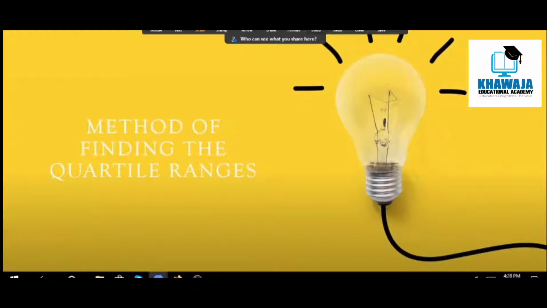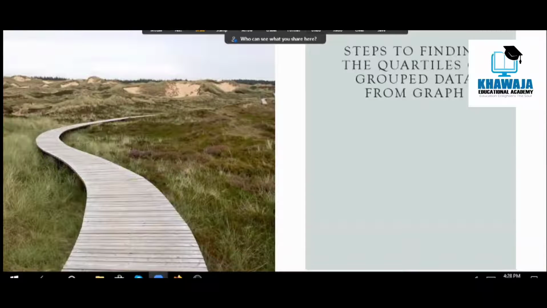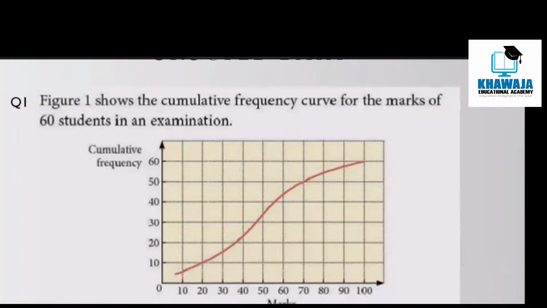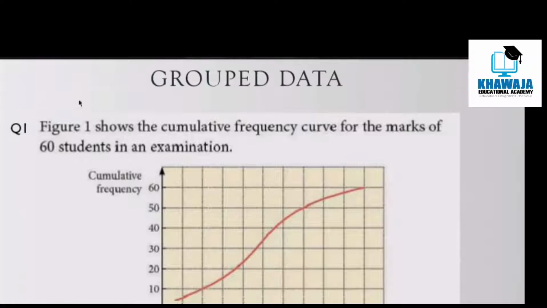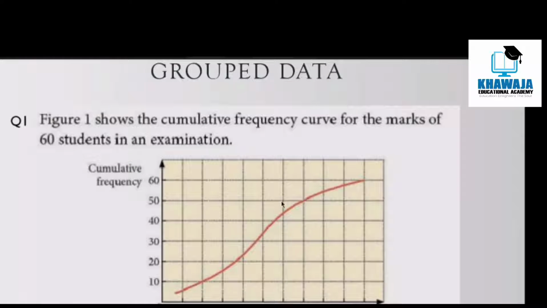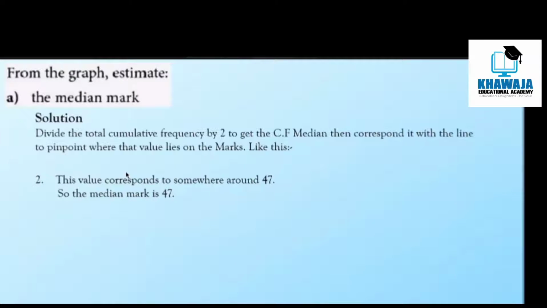The next task at hand will be the method of finding the quartile ranges in grouped data. So, steps to finding the quartiles of the grouped data from the graph. Next one. Now let's solve an example question. So this is basically our example. This is a question that I'll be explaining in the upcoming slide.